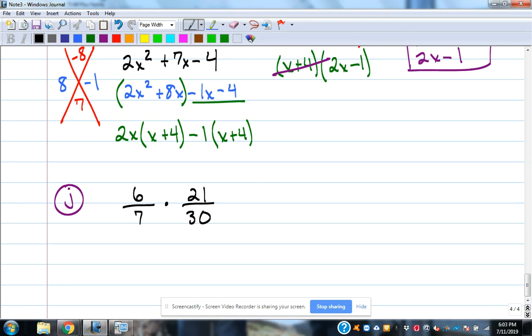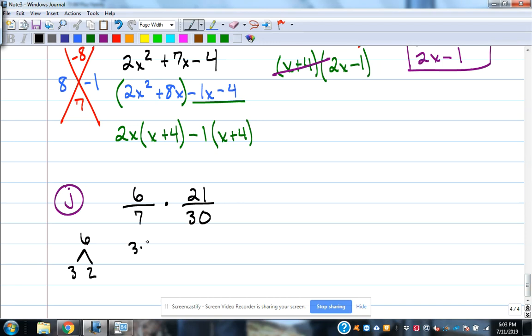You may remember that word. It may bring up bad memories for you, chills down your spine kind of thing. But it was cross-canceling, and that meant you looked at it diagonally. You looked at it and said 6 and 30 have what in common, and you tried to cancel out from there. And 7 and 21 had what in common, you tried to cancel out from there. Really what we were doing is the same thing that we've talked about here, is we were trying to cancel out common factors. So if we think about the factorization of 6, 6 is 3 times 2, right?